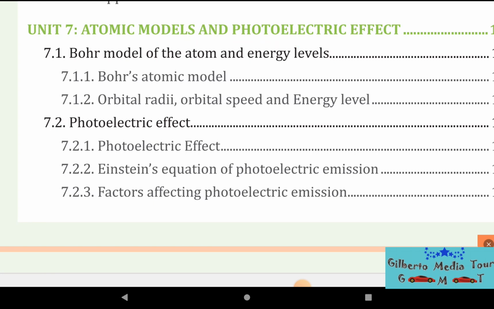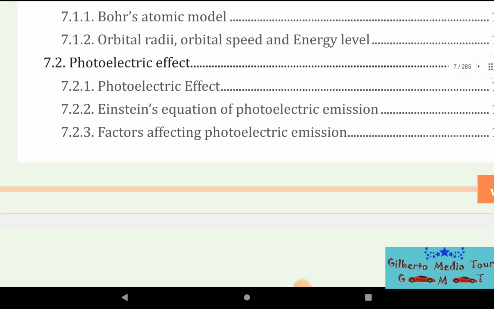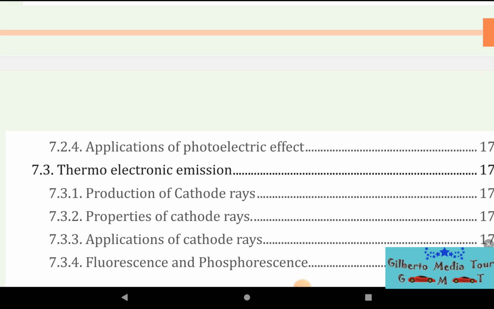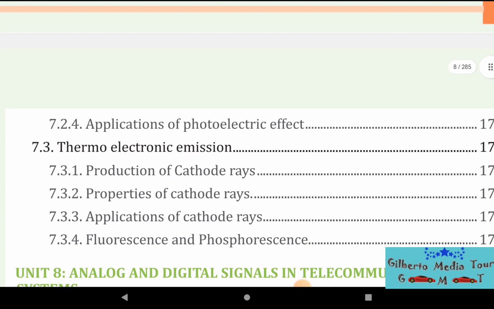We shall refer to these Bohr's models, they link with photoelectric effect. By reminding that photoelectric effect is the effect where electron is emitted from a material when sufficient energy of light is hit on that material or metal. Then there is a release of electron. After explaining Bohr's model of the atom and the energy levels, we shall explain what is photoelectric effect. Also, we shall see what is thermoelectronic emission. This is what is included in unit number 7.